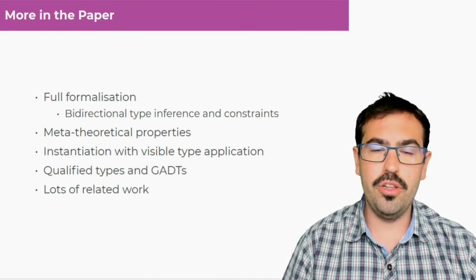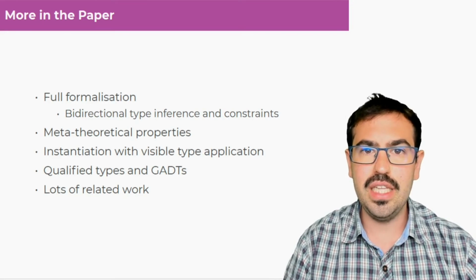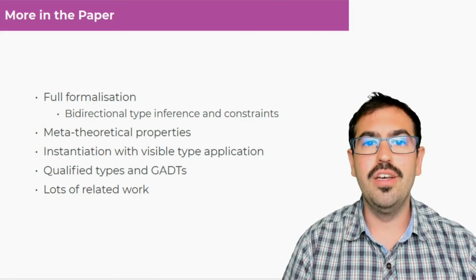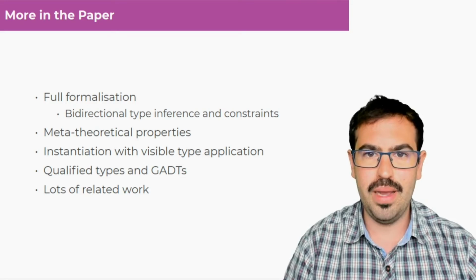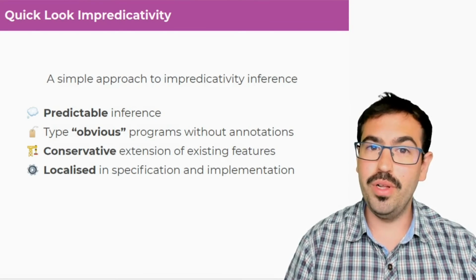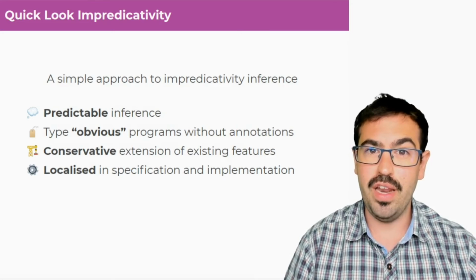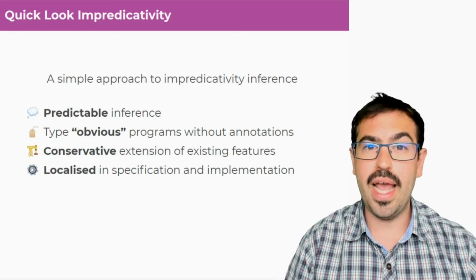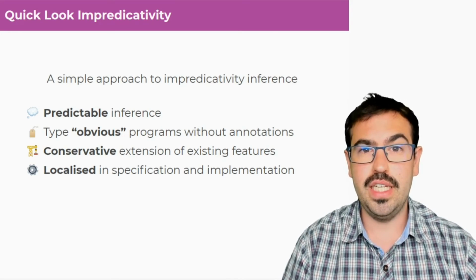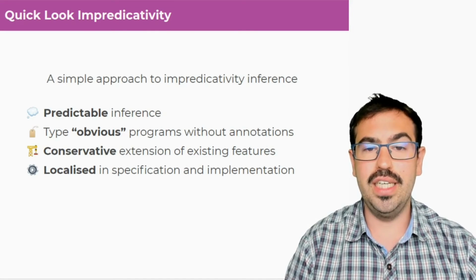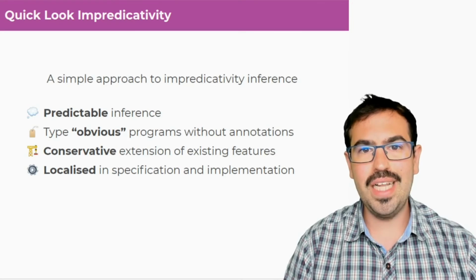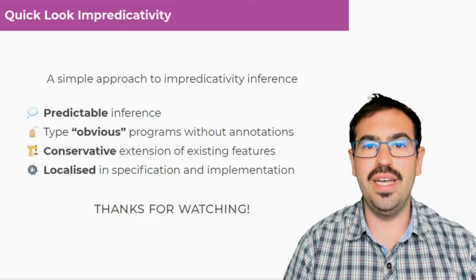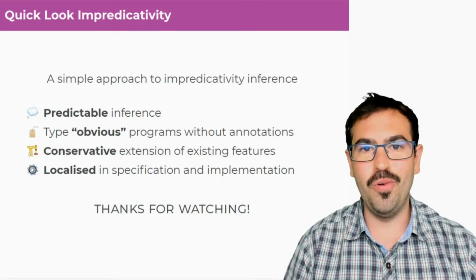We also talk a bit about how qualified types and CRDTs integrate with Quick Look, and also lots of related work, because as I showed at the beginning, a lot of people have been struggling with this problem and trying to solve it for a long time. In summary, Quick Look impredicativity is a simple approach to impredicative inference, which tries to be predictable, but yet type as many obvious programs as possible without annotation, and it's also a conservative extension to what is already there and very localized in specification and implementation. That's about all. I'd love to hear any new ideas, any questions in the ICFP channel for this, and thanks for watching.